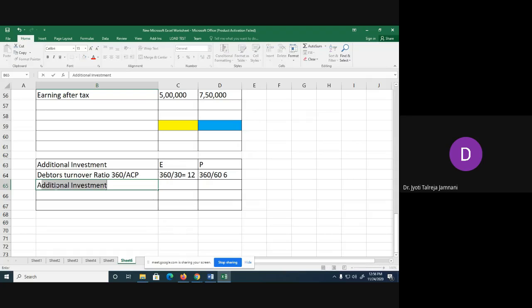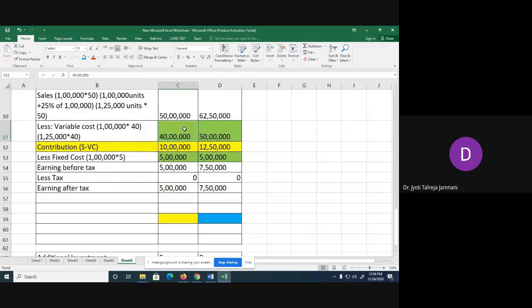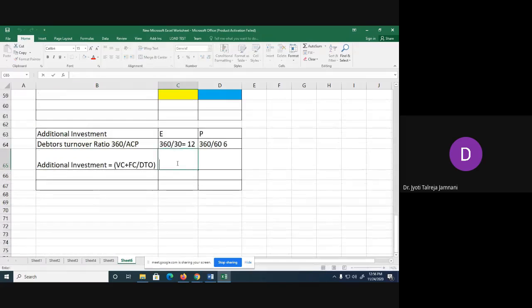Now we'll do additional investment. If you want to write the formula, it is variable cost plus fixed cost, which is nothing but the total cost, divided by debtors turnover ratio. Here we'll take the variable cost plus fixed cost. Variable cost is 40 lakh for existing and fixed cost is 5 lakh. So I'll take it here as 45 lakh divided by 12 times because the turnover ratio was 12. So 45 lakh divided by 12 is 3,75,000.